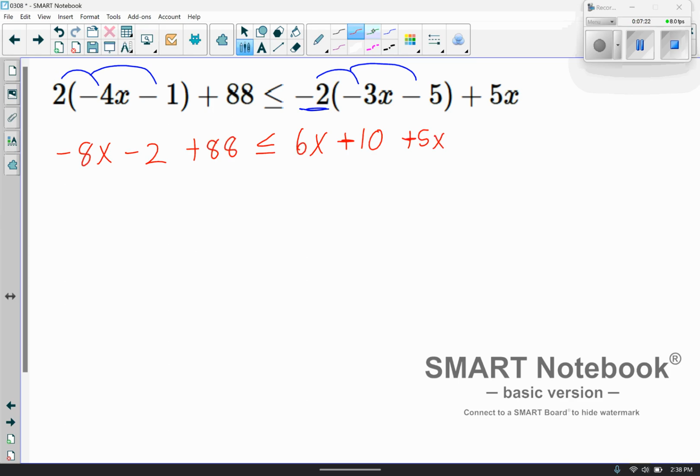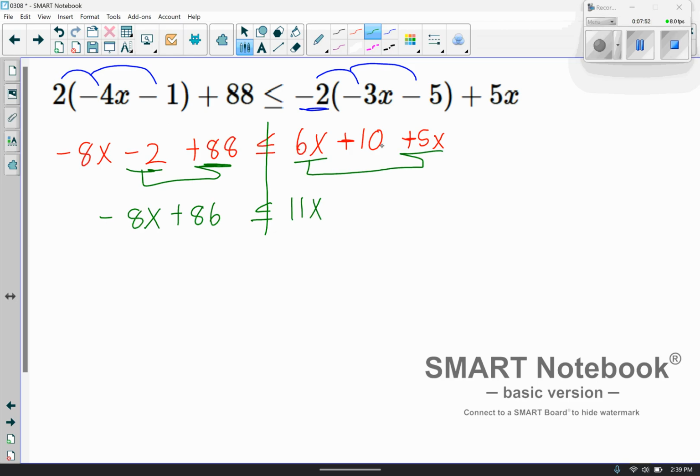So I can do a little bit more cleanup. Sometimes I like to draw a line to differentiate my two sides just to be careful. So anything on the left side of this green line I can combine if I have any like terms, and I do. I have the minus 2 and I have the plus 88. So I still have the negative 8x, and then this will simplify into plus 86. And then on the other side, I have a 6x and a 5x that I can combine to give me 11x. And then I do have that plus 10 right there.